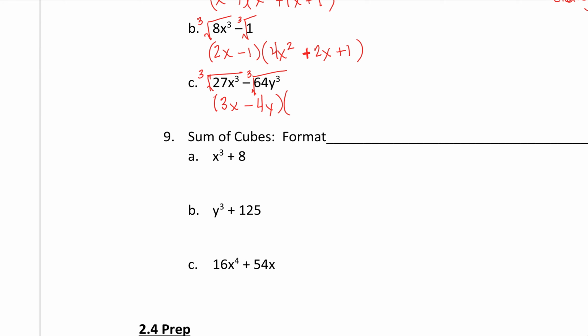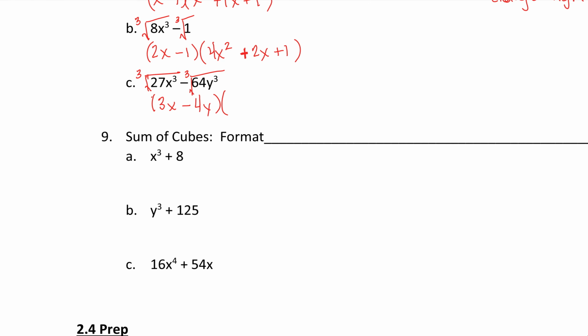Now remember, square, multiply, square, change your sign. So square of the first term is going to be a 9x squared. Remember, you're squaring both parts. Multiply them together. 3x times a negative 4y is going to be a negative 12xy. And we square that last term. Negative 4y squared makes a positive 16y squared. Then we go back and we remember, change my middle sign. So square, multiply, square, change your sign.